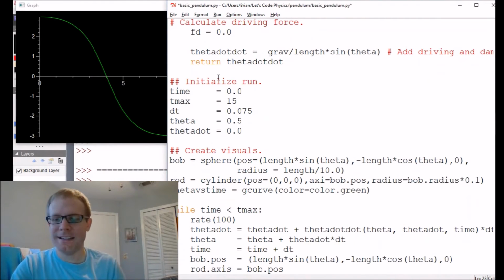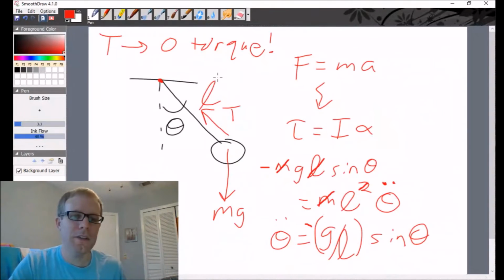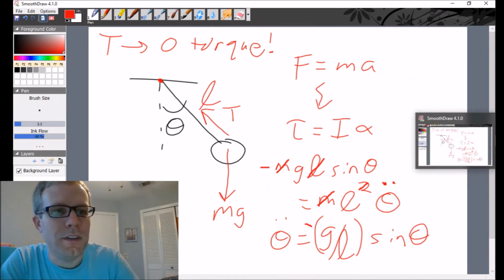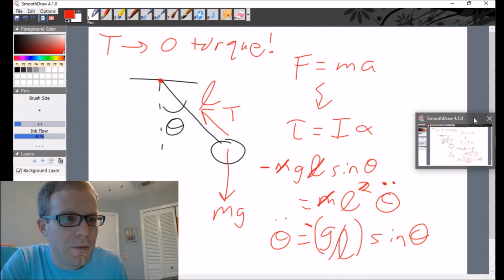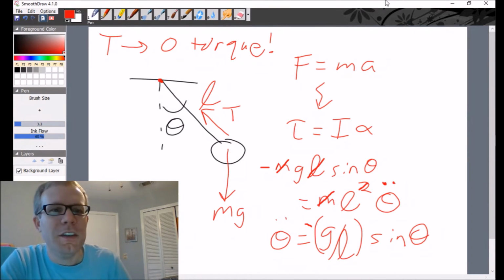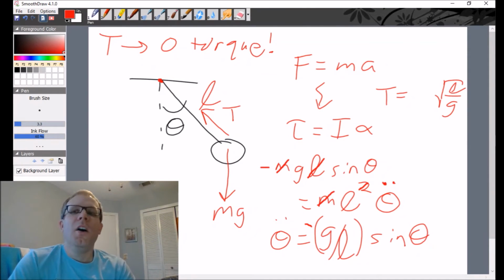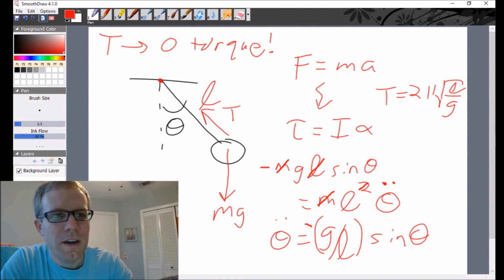Of course, the other thing we can test is the period of the pendulum. If you take this thing and treat it like a harmonic oscillator, you get this result that the period of the pendulum should be square root L over G. Oh, and then it's either 2 pi or 1 over 2 pi. I believe it's 2 pi. 2 pi root L over G.